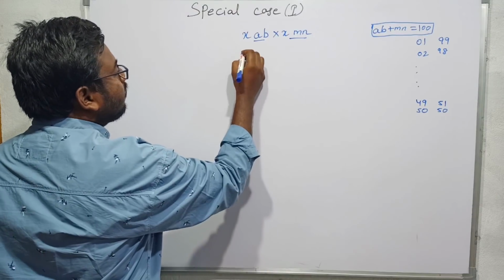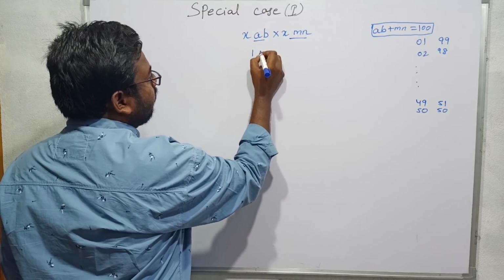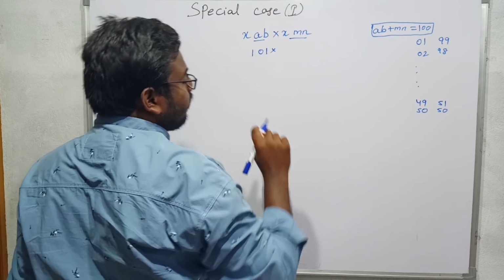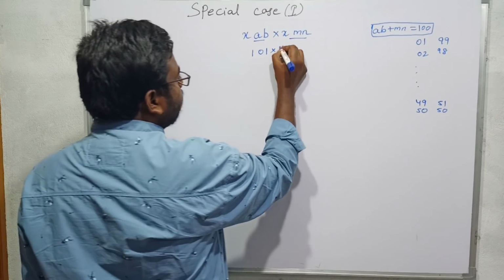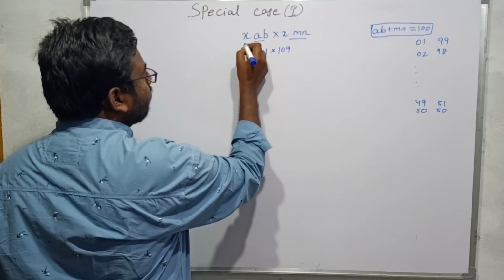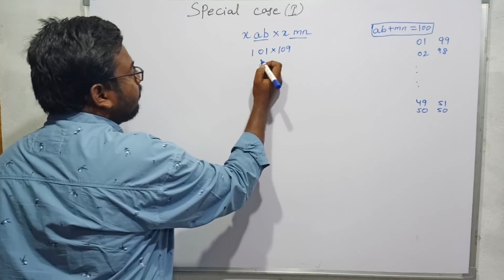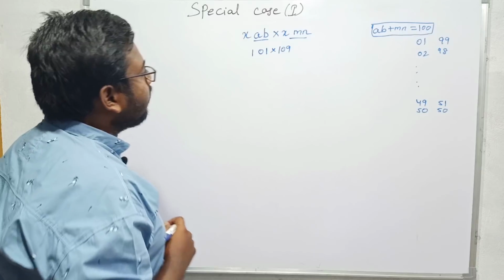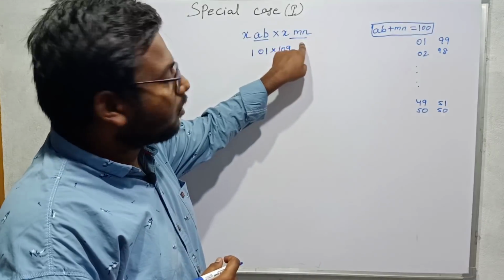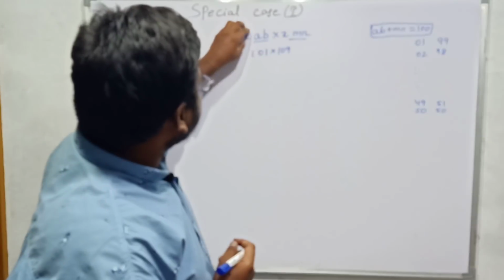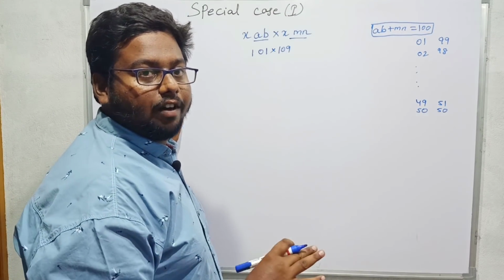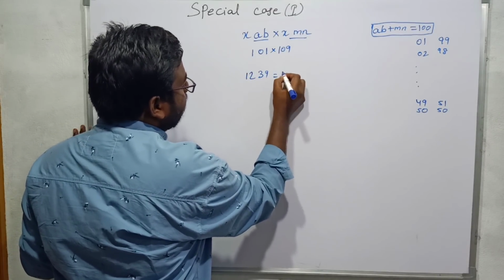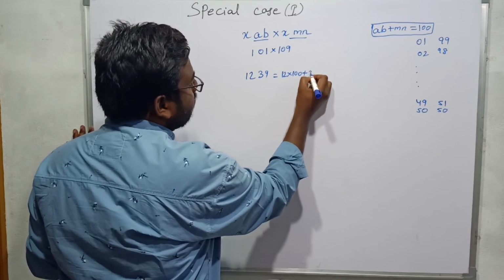For example, what are the examples of this? If x is 1, AB will be 01, because AB and MN are strictly 2-digit numbers, 101 into 109. Let us see the result. Since AB is a 2-digit number, there is no restriction for x. When we are not giving a restriction about the last 2 digits or single digit, that means there is no restriction for it. X can be anything. For example, if I write 1239, I can write this as 12 into 100 plus 39 into 1.